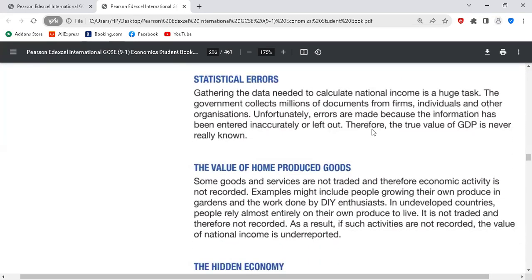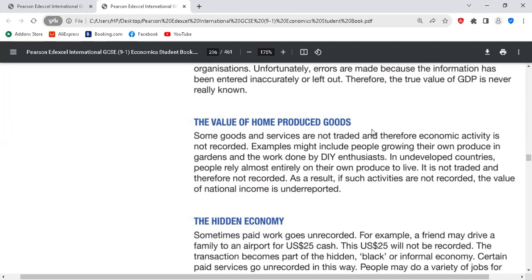Statistical errors. This is information that is being gathered. We might make mistakes when gathering this information. So if in the course of gathering the information there are mistakes, then the mistakes will reflect on the GDP value. So there will be a mistake in the value of GDP too. Clear?